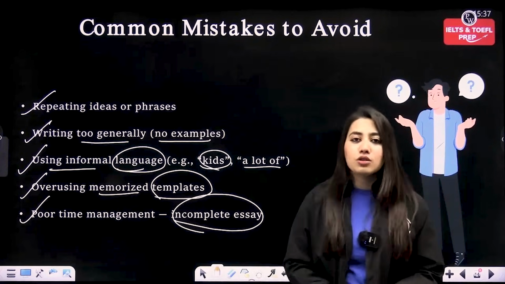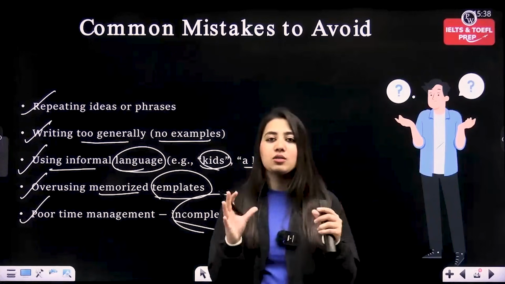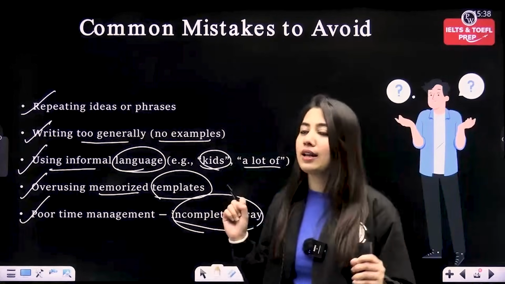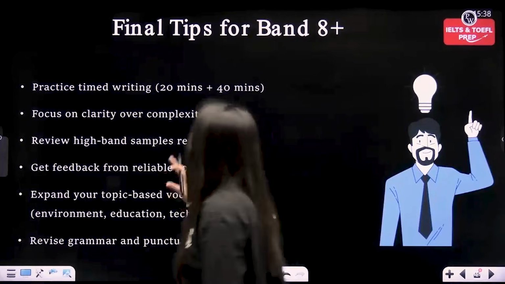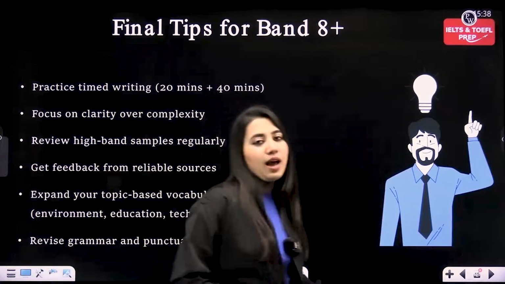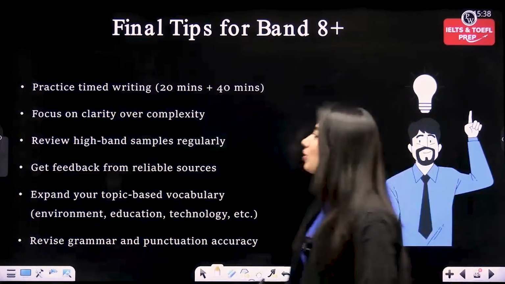Out of your 60 minutes, you have to provide 20 and 40. You have to divide it like this between your Tasks 1 and 2. Next to that are final tips for Band 8 Plus. What are some of the final tips I have for you all? They are going to go like this.